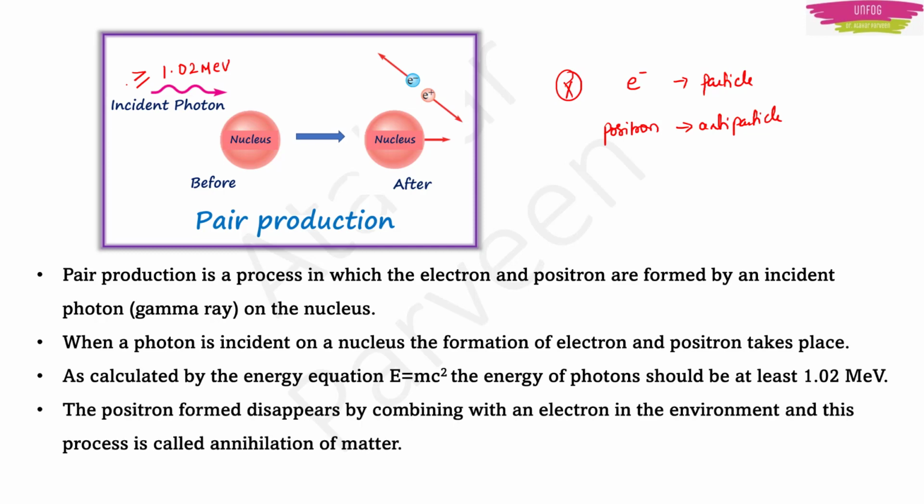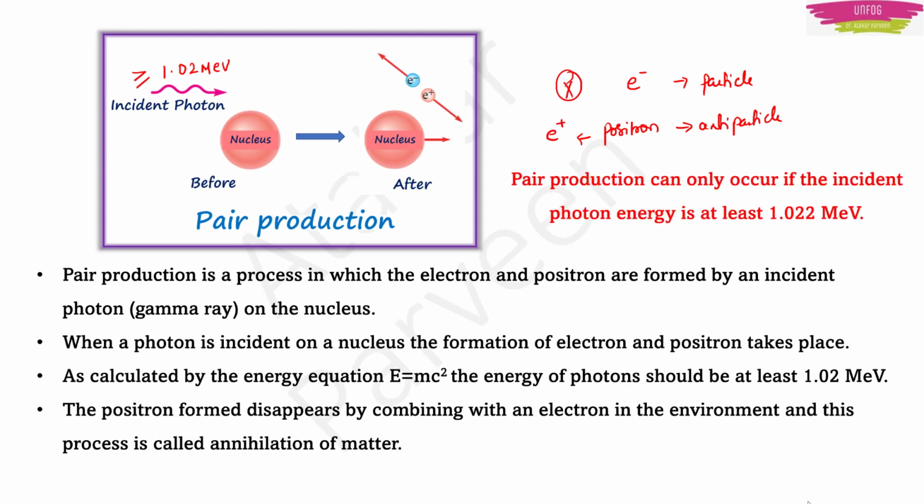And then the positron which is formed: here one electron and one positron is formed, right? So this positron is e plus. I told you it is the opposite of an electron, right? So one positron and one electron is formed. That positron will again disappear by combining with some other electron which is present in the environment. This process is called annihilation of matter, which is the opposite of pair production. Before that, just note this point again: pair production can only occur if the incident photon energy is at least 1.022 MeV.